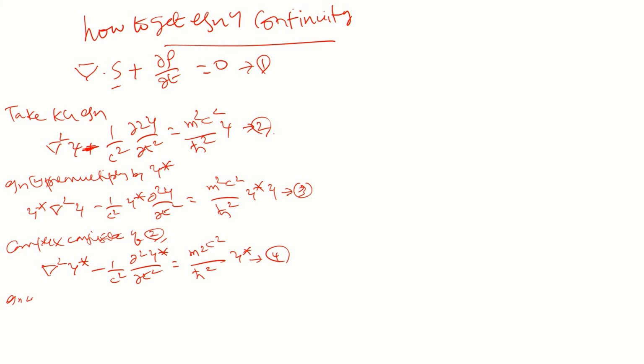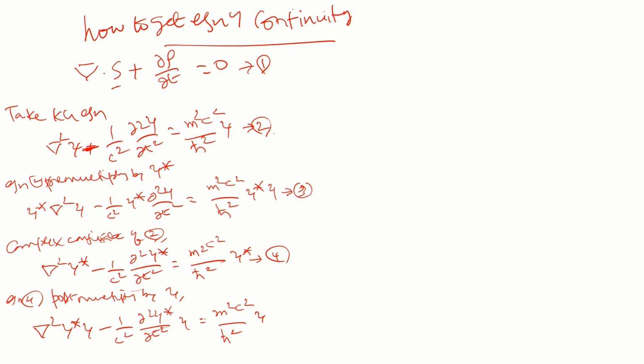Equation 4, post multiply. You have to multiply after the terms. Post multiply by ψ. You have ∇²ψ* ψ − (1/c²) ∂²ψ*/∂t² ψ = (m²c²/ħ²) ψ*ψ. Equation 5.